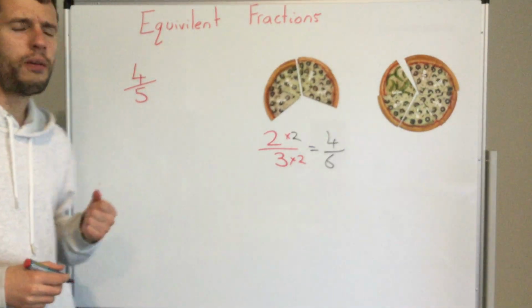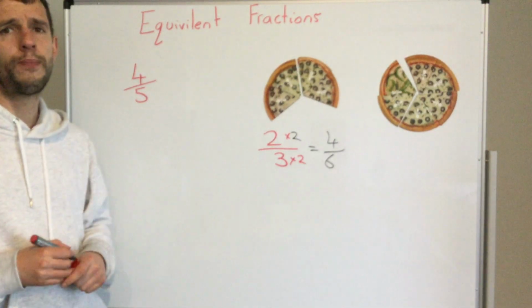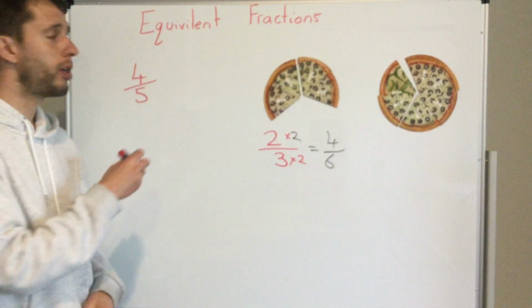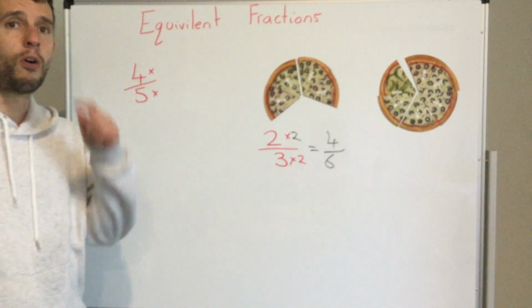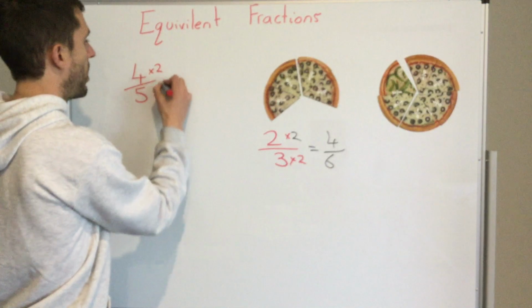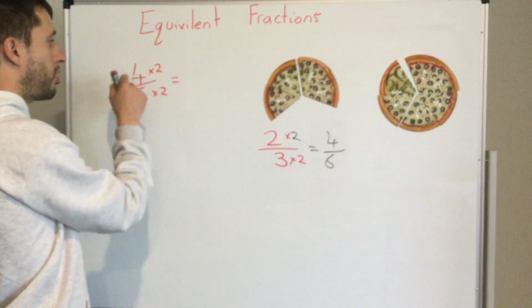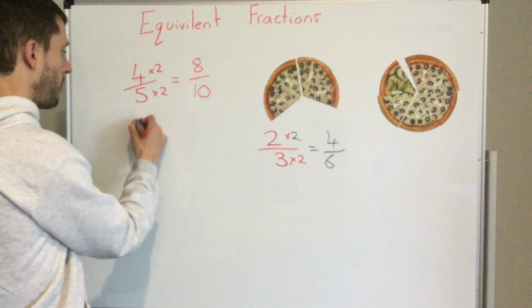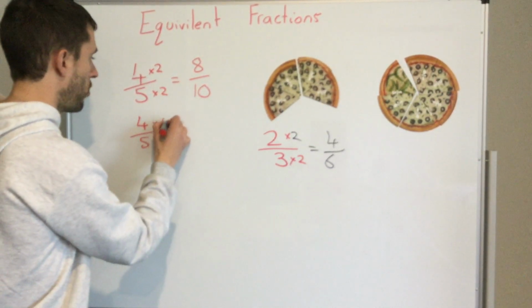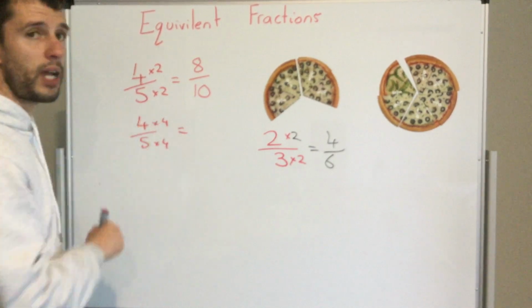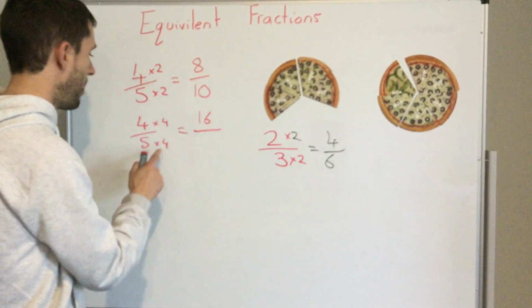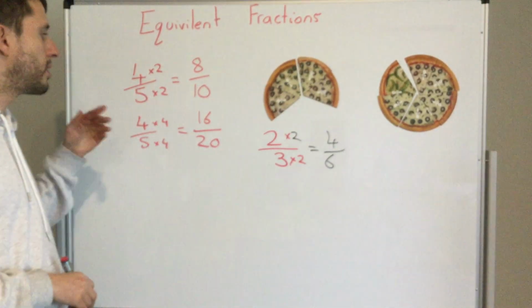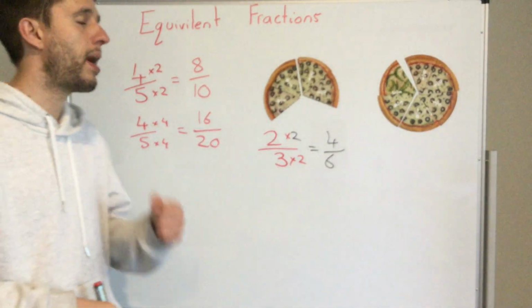Okay, so remember what we said, the rule is whatever we do to the numerator, we must do to the denominator. So that means I'm needing to pick a number that I'm going to multiply by. I'm going to multiply this by 2. 2 times 4 equals 8. 2 times 5 equals 10. I could have picked 4. 4 times 4 equals 16. 4 times 5 equals 20. Doesn't matter what I pick, as long as I'm multiplying the numerator and denominator by the exact same number.